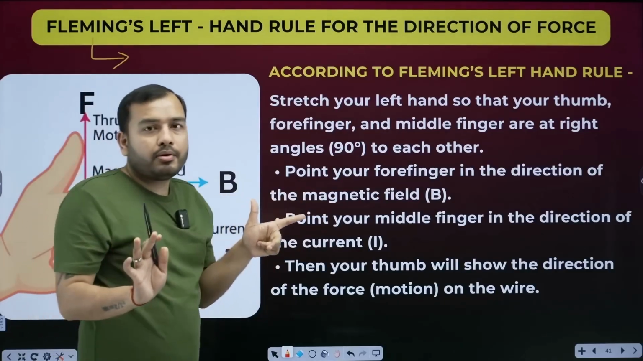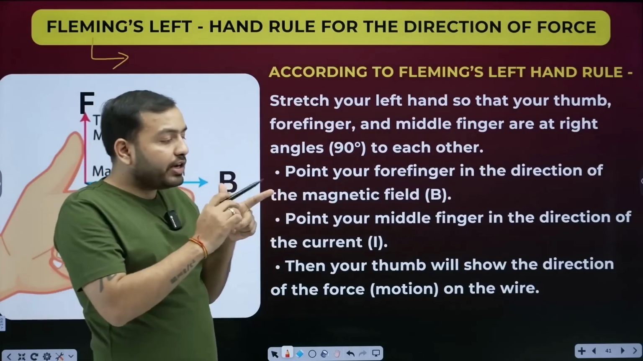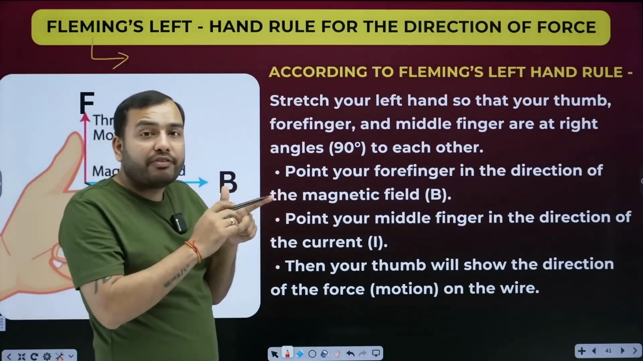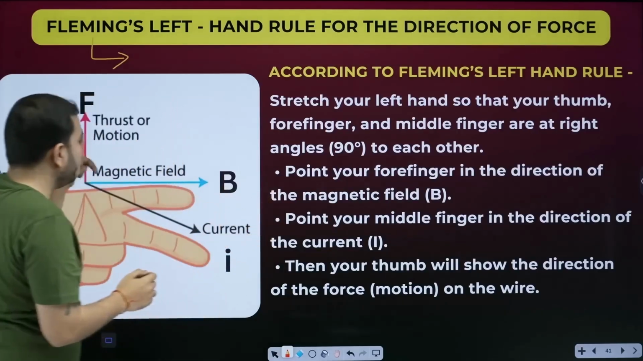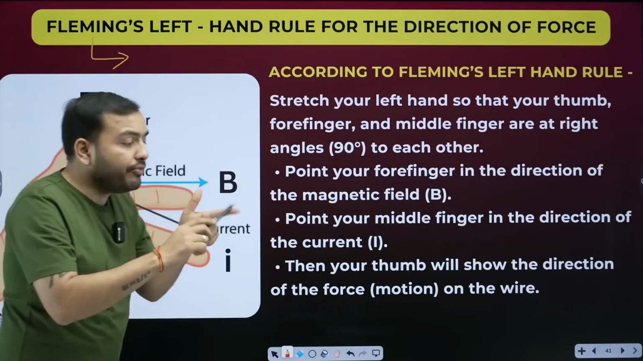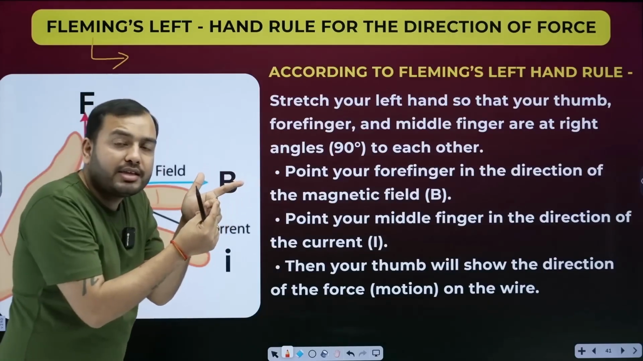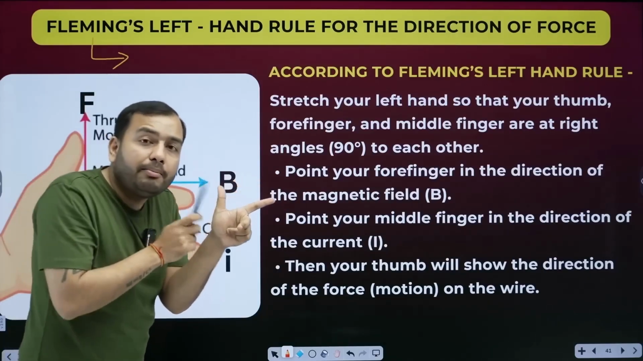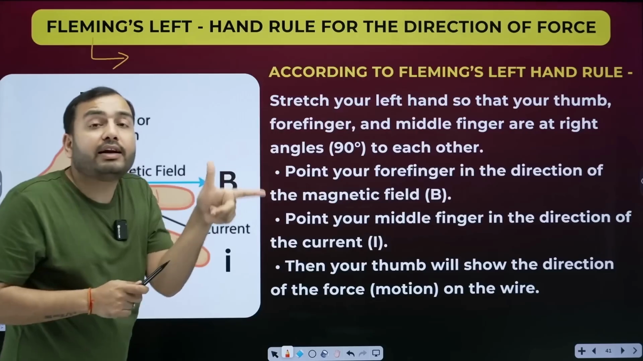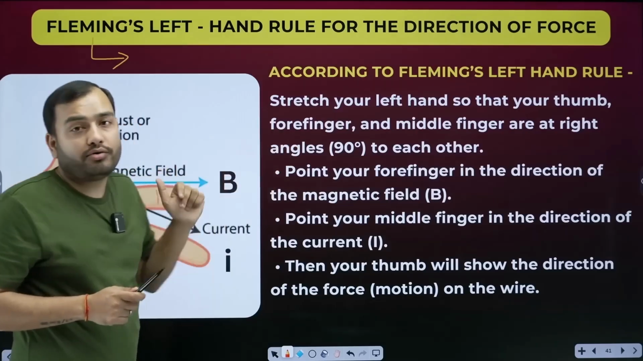Simple. Now listen. First place this finger in the direction of the magnetic field. B means magnetic field. F, B, I. If this finger is in the direction of magnetic field and the middle finger is in the direction of the current, then the thumb will automatically give the direction of force.